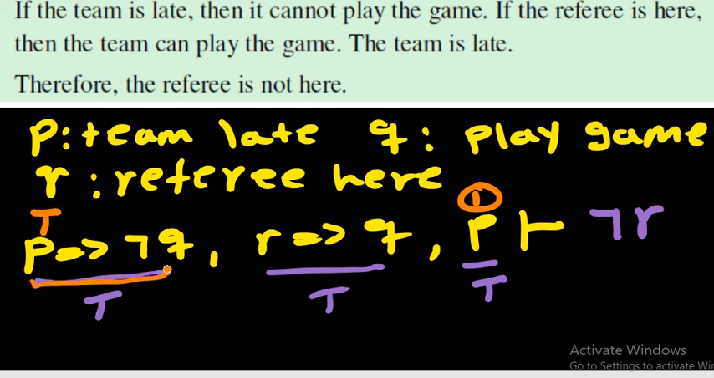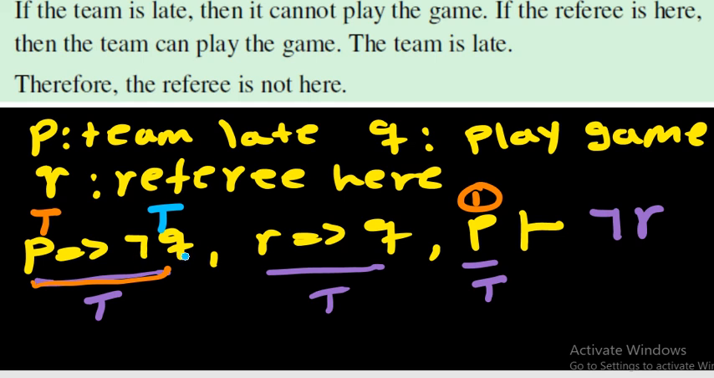So for the whole to be true, what must negation Q be? It must be true. Otherwise, true implies true will give you true only. True implies false will give you false, but as a premise, the whole thing is true. So necessarily negation Q is true.